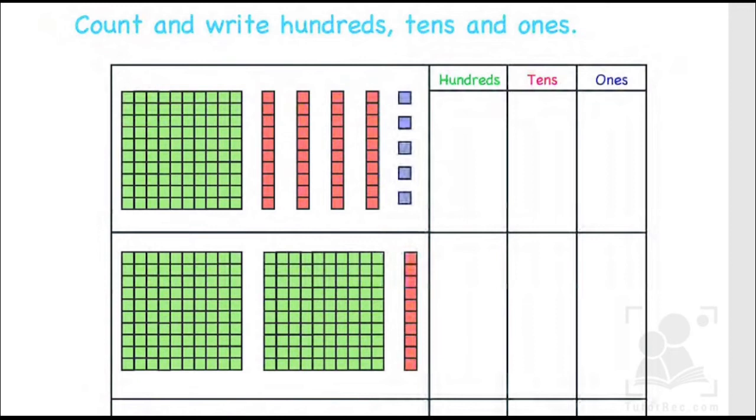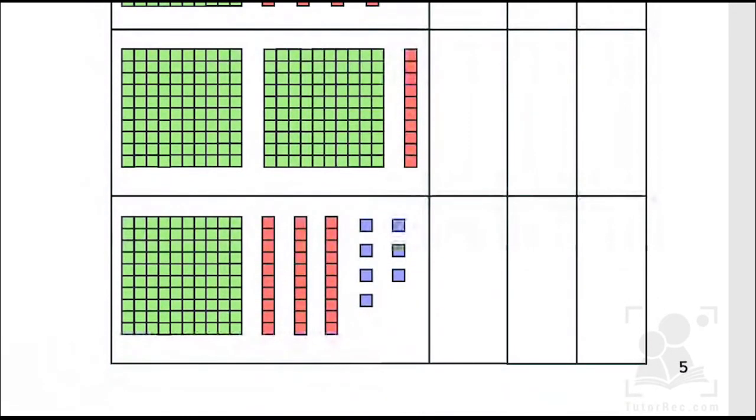Then we have 1, 2, 3 and 4. 4 tens. And 1, 2, 3, 4 and 5 ones. So we are supposed to write 5 over here. So it becomes 145 because it has 1 hundreds, 4 tens and 5 ones. Rest are very simple and will be done according to the same pattern. So you will be doing on your own.